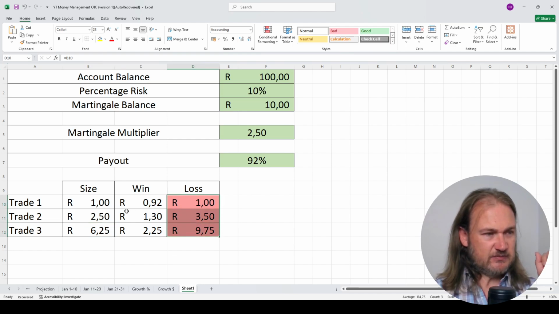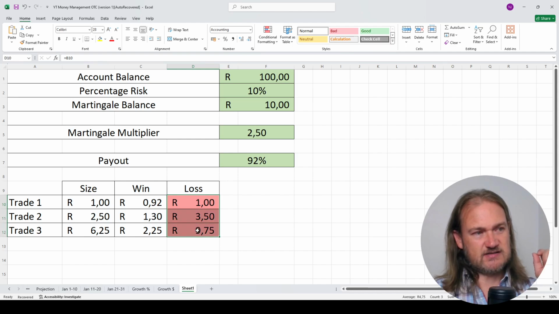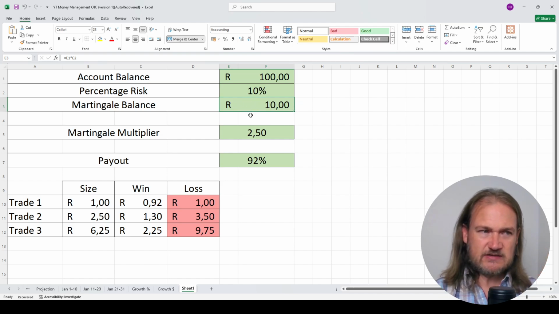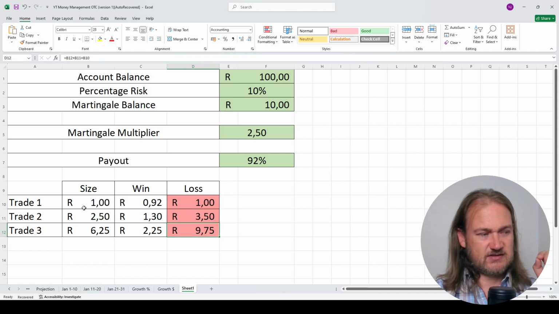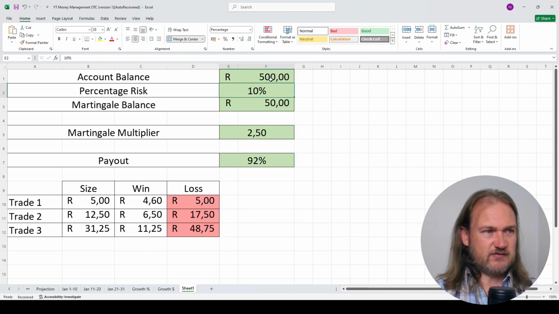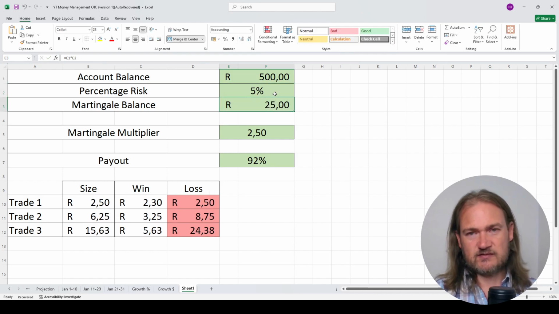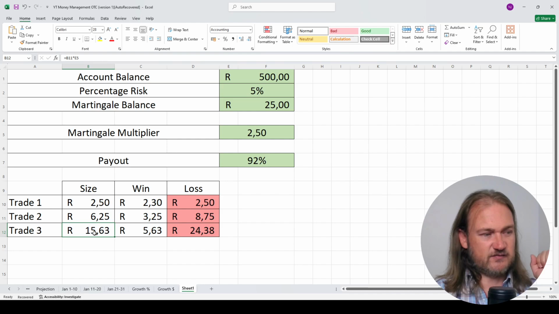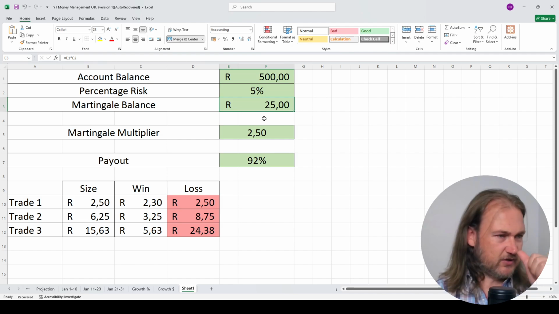So you guys will see that using it this way, if I lose 3 trades in a row, I am losing just a little bit less than the amount that I was willing to risk at the start, right? So it's 9.75 that I'm going to lose if I get 3 trades in a row wrong, which is just under $10, or just under 10% of my account, which is why I say if you have a larger account, use a smaller percentage. Suppose you have $500 in your account and you risk 5%, so it's 25. Your first trade then would be 2.5, then 6, and then 15. So if we get those wrong, we're only going to lose that amount of money.